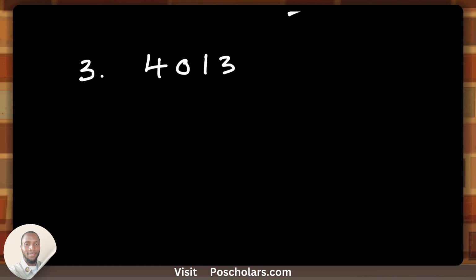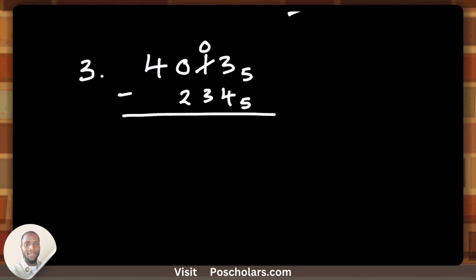4013 base 5 minus 234 base 5. Subtraction. Now, from the extreme right, 3 minus 4 is impossible, right? So you borrow from this one. When you borrow from this one, you are left with 0. The one you borrow takes the value of 5, which is added to 3. 5 plus 3 gives 8, right? Now you can subtract. 8 minus 4 gives 4.